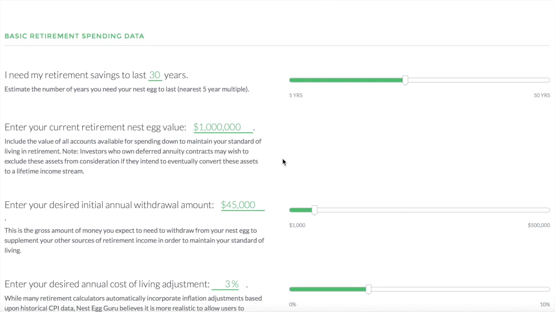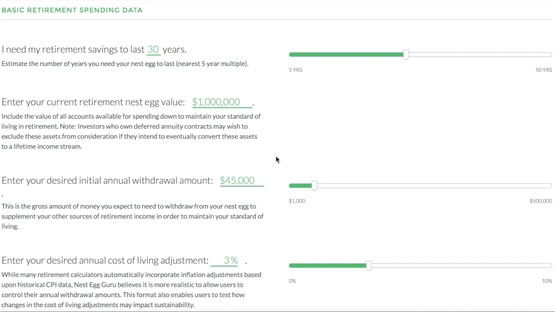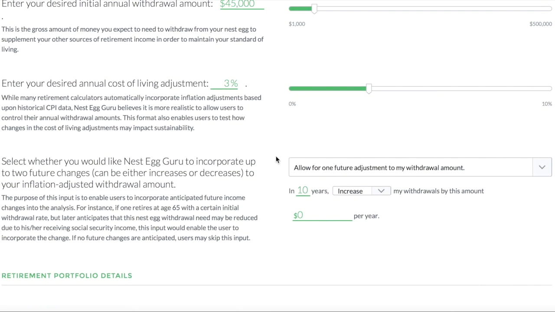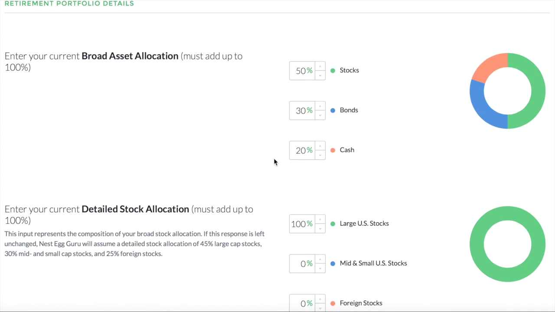In this case, we will be using a 3% annual inflation adjustment, which is roughly in line with the mean historical inflation rate inherent in the Vanguard app. NestEggGuru also allows users to manually account for future anticipated changes in their income needs, but in this example, we are going to assume no future changes beyond the 3% annual inflation adjustment. As you can see, we have set the broad allocation again to 50% stocks, 30% bonds, and 20% cash. Since the Vanguard application only employs a single US large cap stock market index in its simulations, NestEggGuru will also assume a similar 100% large cap US allocation as well.